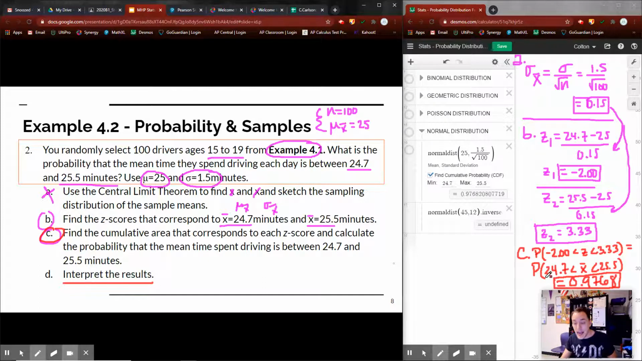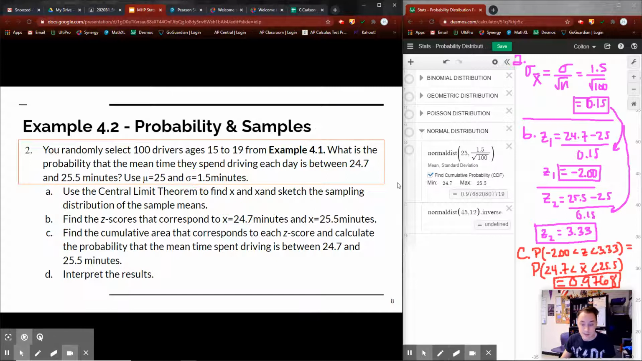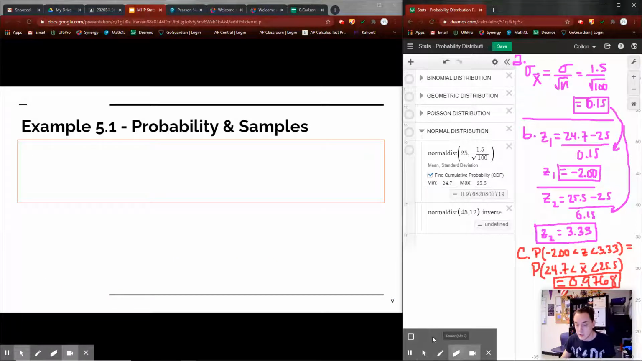Now we're going to go to the next one. I'm probably still going to show you some of the z-scores here and there, but again, if they don't ask for the z-scores, I'm not doing it. Okay, let's erase this.